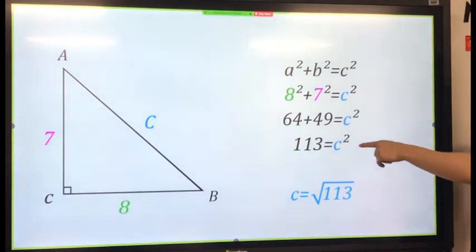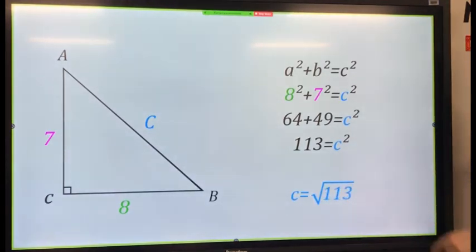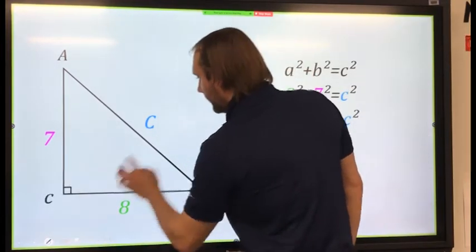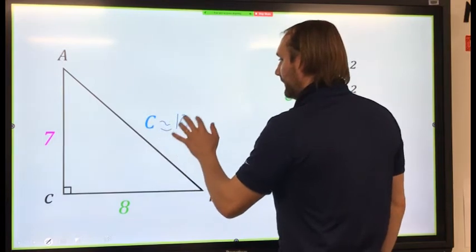And how do you get rid of a square? Square root. So I have to take the square root of 113, and it comes out to be roughly about 10.6.